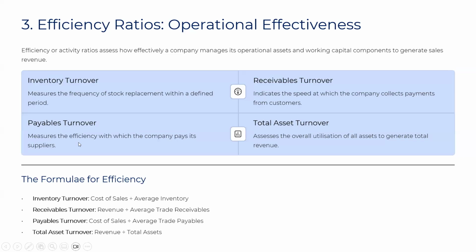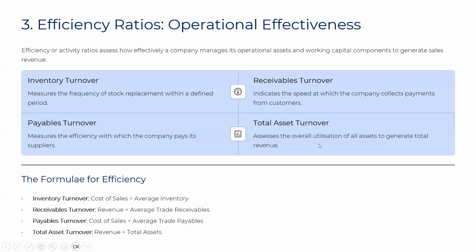Payables turnover measures the efficiency with which the company pays its suppliers. How long does it take you to pay your suppliers? That's the payables turnover: cost of sales divided by average trade payables. Then the total asset turnover assesses the overall utilization of all assets to generate total revenue.